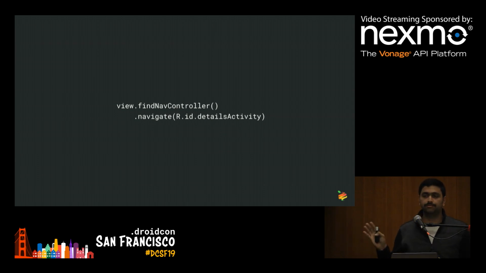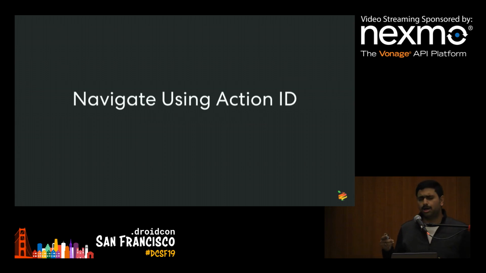You can just say findNavController().navigate, and you'll be done with it. The navigate method has a lot of overloads. You can pass in a couple of arguments here, but this is the basic implementation of a navigate method. So how do you use an action?